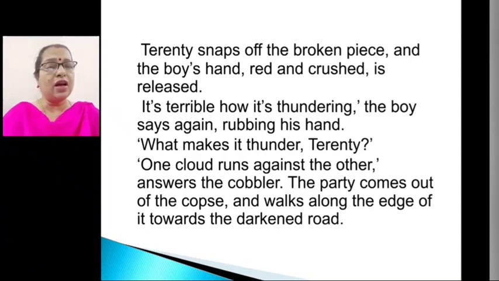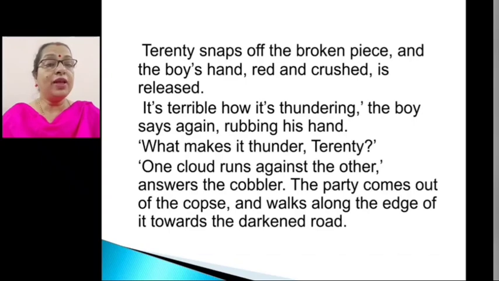"It's terrible how it's thundering," the boy says again, rubbing his hand. "What makes it thunder, Terenti?" "One cloud runs against the other," answers the cobbler. The party comes out of the copse and walks along the edge of it towards the darkened road.